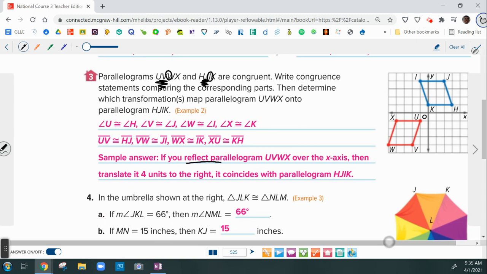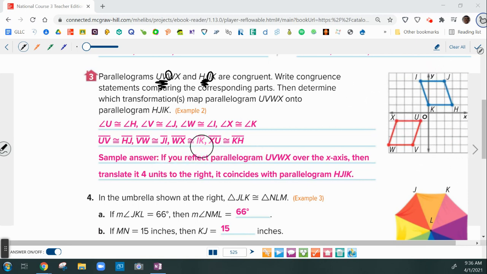All right, so U has to match with H, so we have to get U over here to H. The best way to do it is to flip it over the x-axis here, here, here, and here. Okay, a lot of drawing, little sketches, and sometimes erasing if you make a mistake. And so now we have our U right there, and then we'll slide it over there to fit on top. So a reflection across the x-axis and a slide to the right. All right, now moving on.